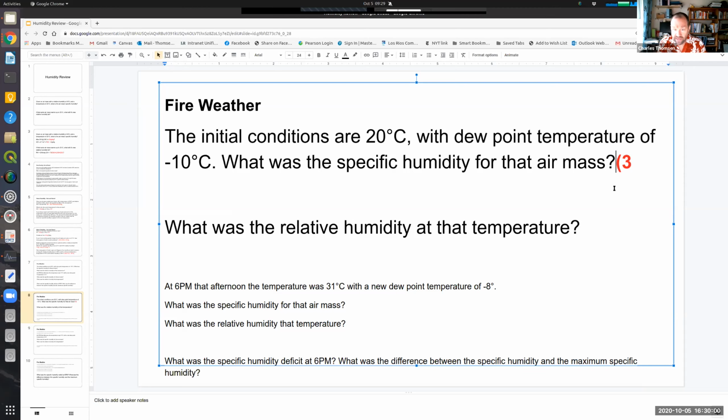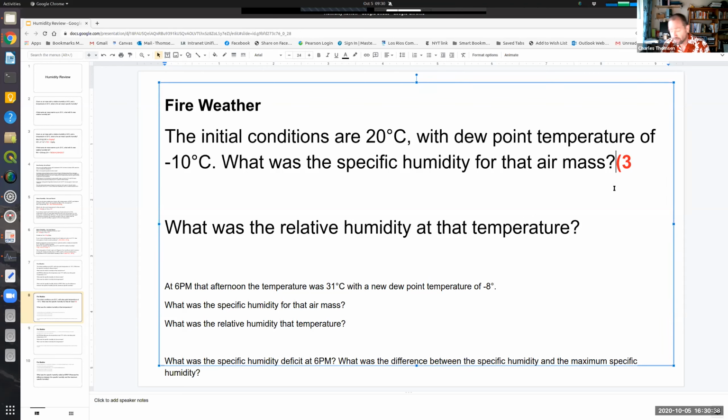For the initial conditions, I don't care what the temperature is. If I give you the dew point, that's enough to figure out the specific humidity. I'll bet a lot of students are going, well, at 20 you can have 14.7, so it must be 14.7. No, you need the temperature to figure out what the relative humidity is, but the question's asking you for the specific humidity. If you know the dew point temperature, you can figure out the specific humidity. You need to know the temperature to figure out the relative humidity, but not the specific.